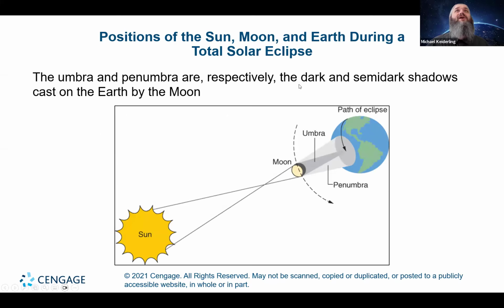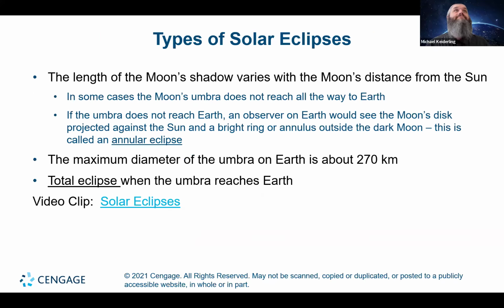And the umbra and the penumbra are the dark and semi-dark shadows cast on the Earth by the moon. So umbra and penumbra are just terms for any shadow. There's the darkest part of the shadow and the partially shadowed portion. So all shadows have an umbra and a penumbra. They're more relevant for eclipses because they're really dramatic shadow effects, but your shadow has an umbra and a penumbra, but the difference is quite small for your shadow compared to the shadow of the moon on the Earth, for example.